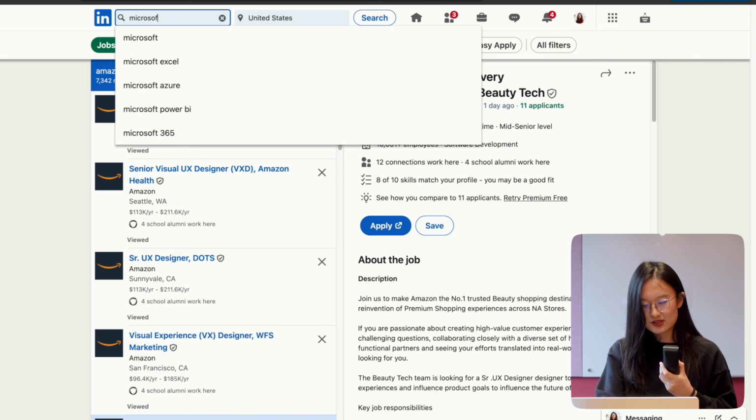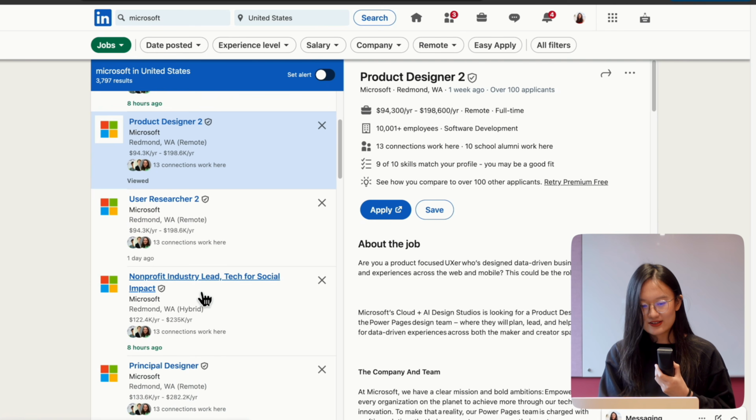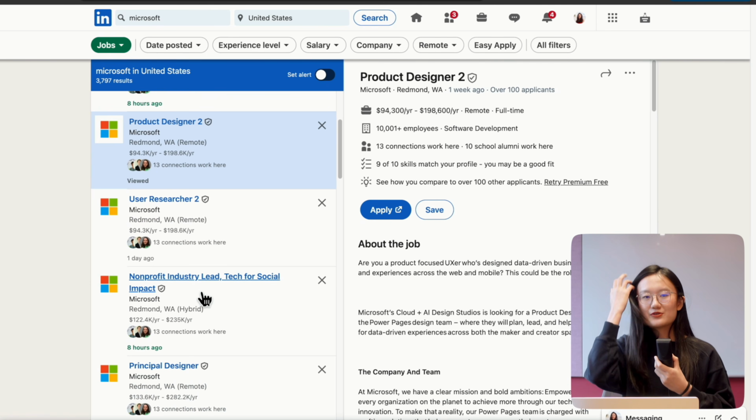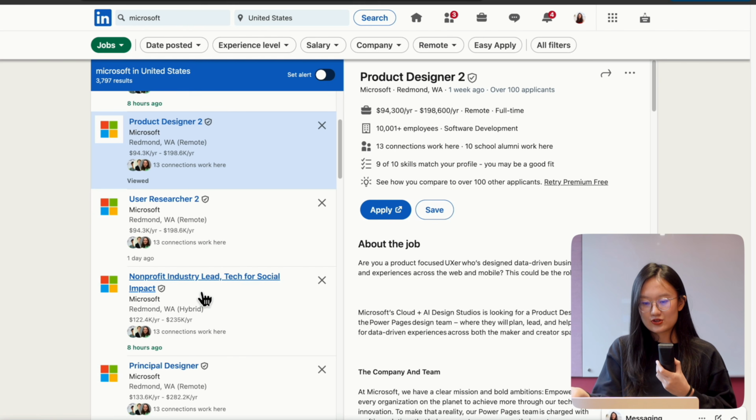Now let's look at Microsoft. Microsoft is way more chill compared to other companies. Looks like Microsoft calls their designers product designers. So I also know that a lot of companies call their designers product designers, but their researchers, UX researchers. That is another trend. Microsoft pays their designers a little bit less than other companies in tech, but it's still a good deal because the work-life balance is usually pretty good.